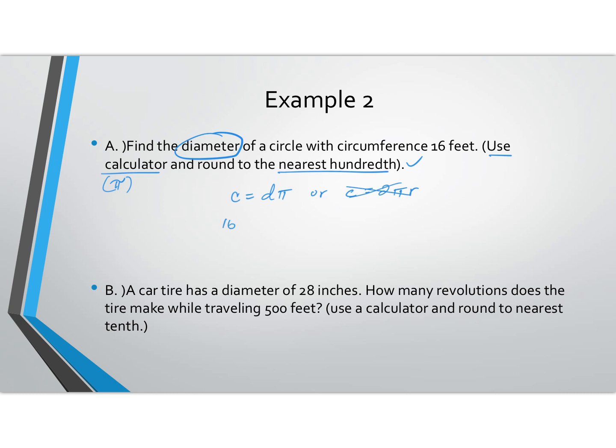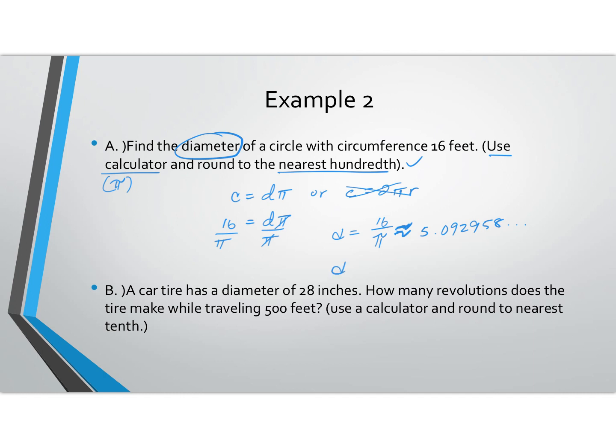So if the circumference is 16 feet and it's diameter times pi, then what's the diameter? Well, I'm going to divide both sides by pi. So in this problem, my diameter equals 16 divided by pi. And so when I do that on my calculator, I'm going to get 5.092958, blah, blah, blah, right? So I get all these numbers.